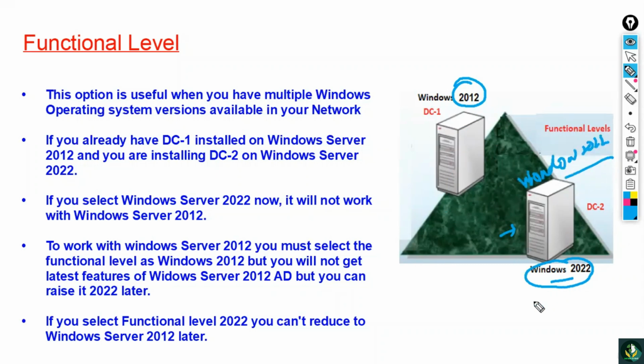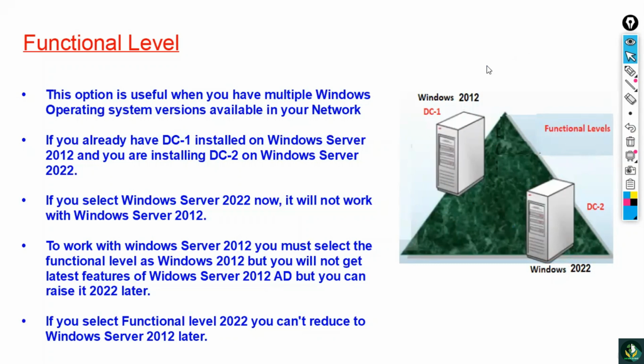But if you have selected 2022 now, you can't reduce it. If you select the forest function level 2022, you can't reduce to Windows 2012 later. Okay, so this is the use of this function level.